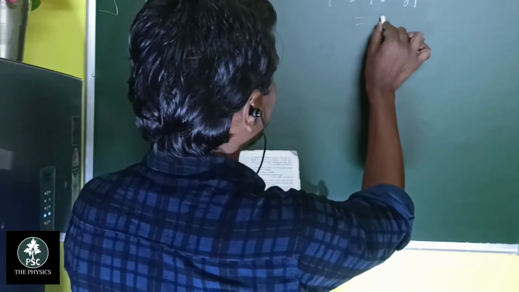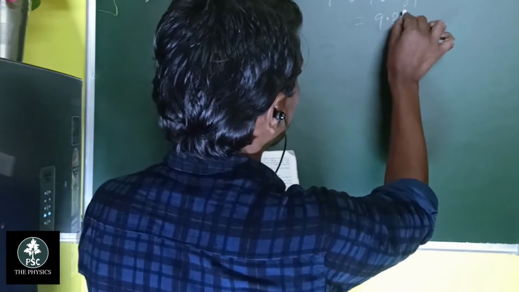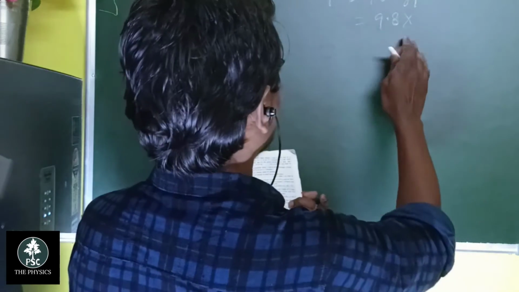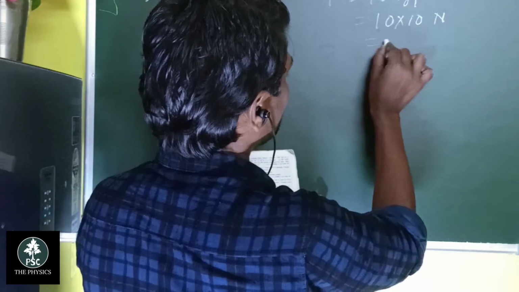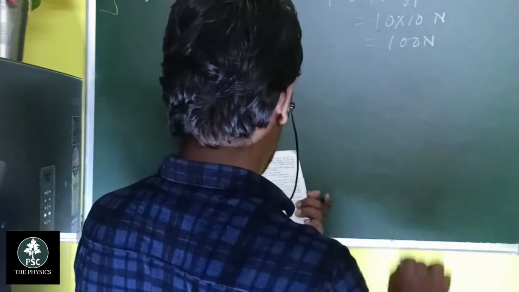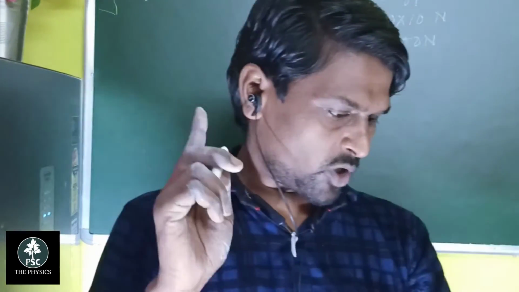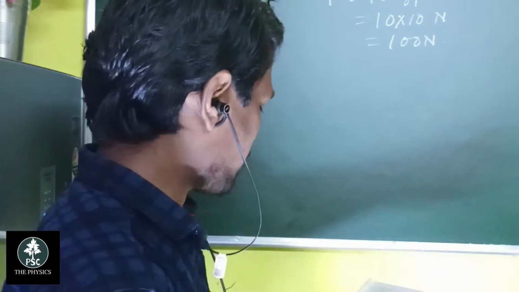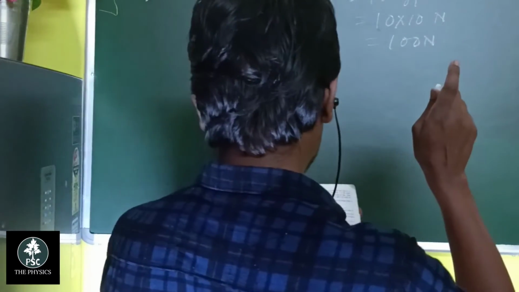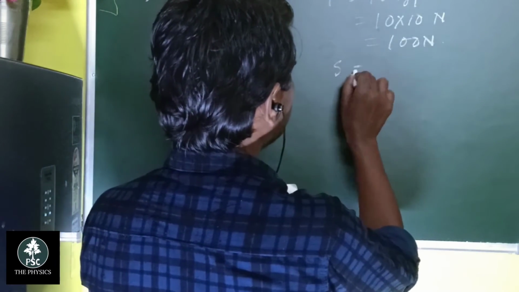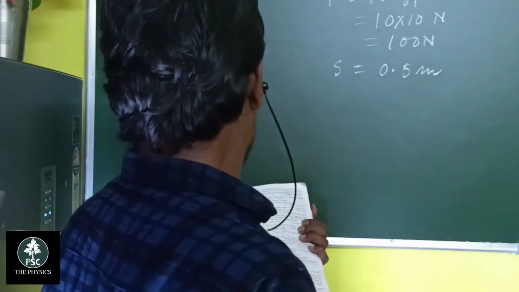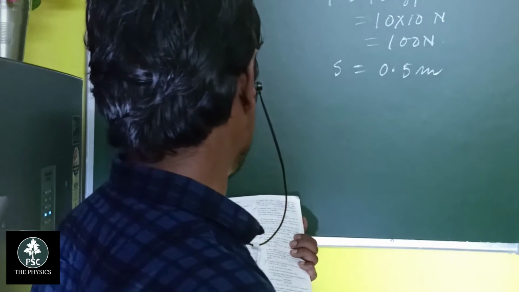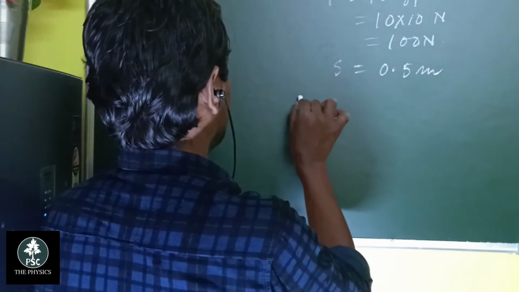The force is given as 10 kg force. So we multiply 9.8, taking g as 10, so 10 into 10, which is in Newton, so a 100 Newton force is applied. The body, when acted upon by a force of 10 kg force, gets displaced by 0.5 meter. You have to calculate the work done when the displacement is in the direction of the force.